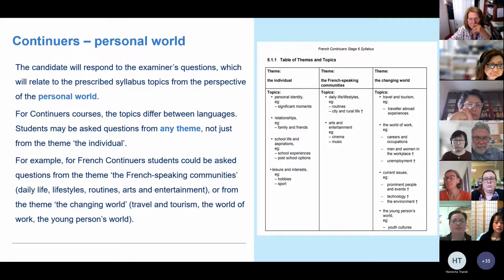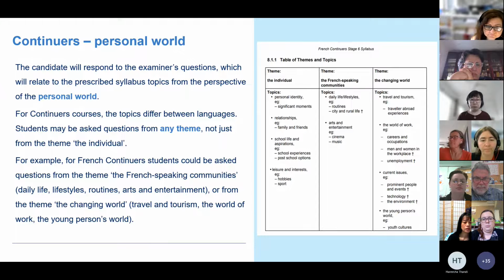For continuers courses, the topics differ between languages. Students may be asked questions from any theme, not just the theme of the individual. For example, French continuers could be asked questions from the theme, the French-speaking communities, daily life, lifestyles, routines, arts and entertainment, or from the theme, the changing world, travel and tourism, the world of work, the young person's world, as it relates to their personal world.